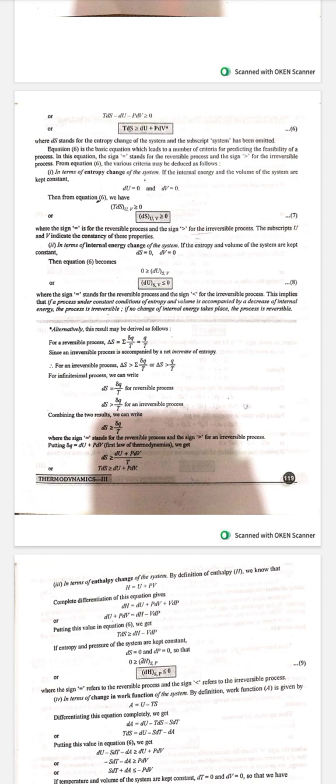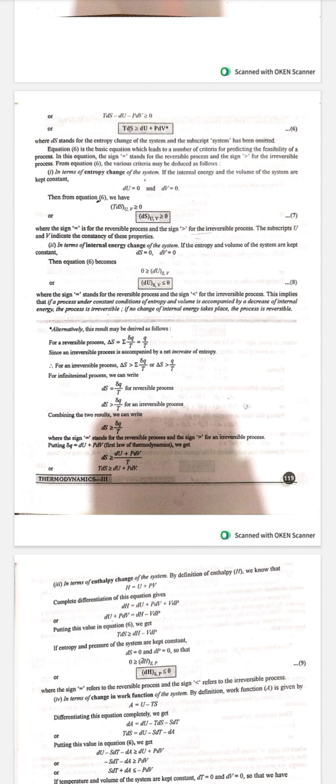First, in terms of entropy change of the system, the internal energy and the volume of the system are kept constant: dU is equal to 0 and dV is equal to 0. Then dS at constant U and V is greater than or equal to 0, where the sign equal to is for the reversible process and greater than is for the irreversible process. The subscripts U and V indicate constancy of these properties. Second, in terms of internal energy of the system, entropy and volume of the system are kept constant, then the equation is 0 is greater than or equal to dU at constant S and V.